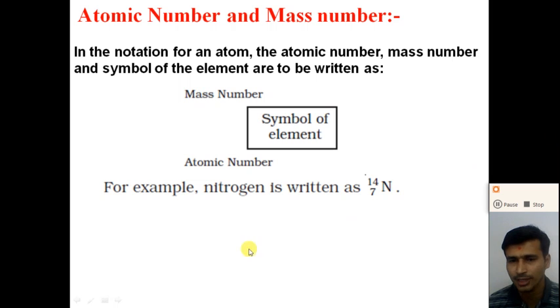So this atomic number 7 represents the number of protons. So in the nitrogen atom 7 protons and 7 electrons are there, and mass number minus atomic number, 14 minus 7, is equal to 7 neutrons present in the atom of nitrogen, right? So understand how the atomic mass and the atomic number are represented in the symbol of the element, right?